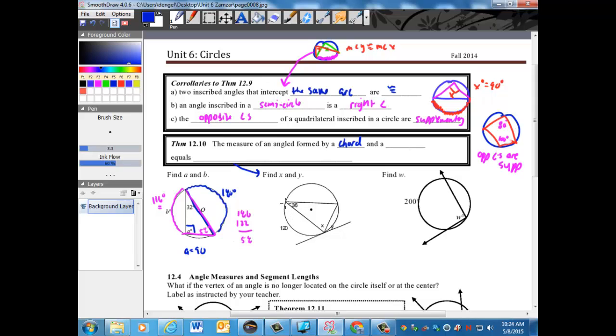Let's first start with the intercepted arc of 120. That means this angle is going to be 60 degrees. Next, if we have 60 and 36, that's 96. So that would give us 84 degrees for angle X. And if angle X is 84 degrees, that means this intercepted arc, let's highlight that angle, would be 168 degrees.